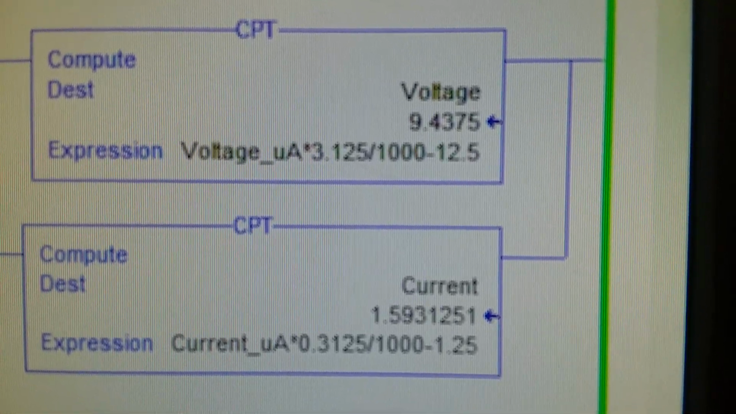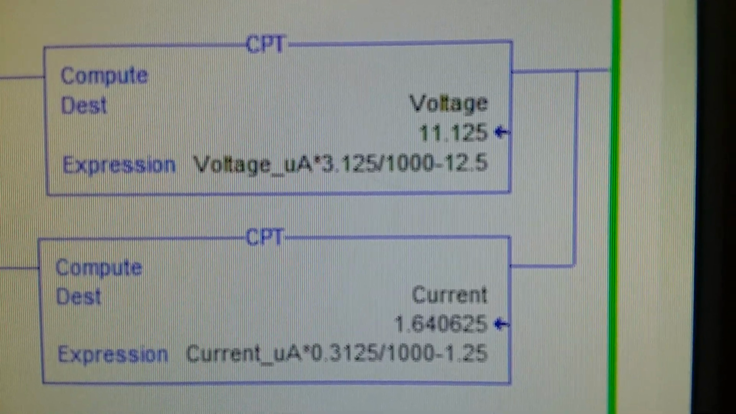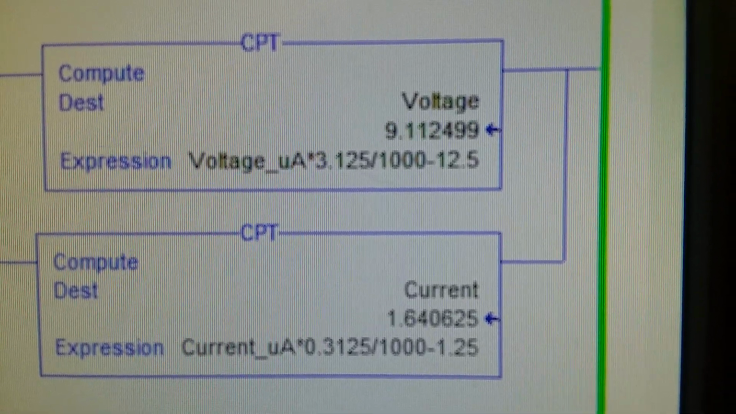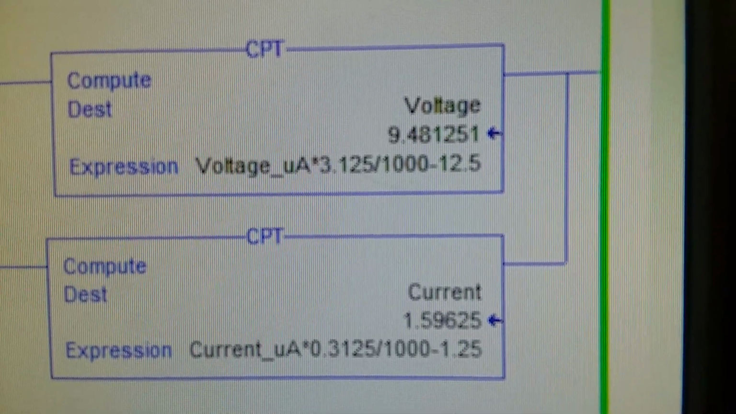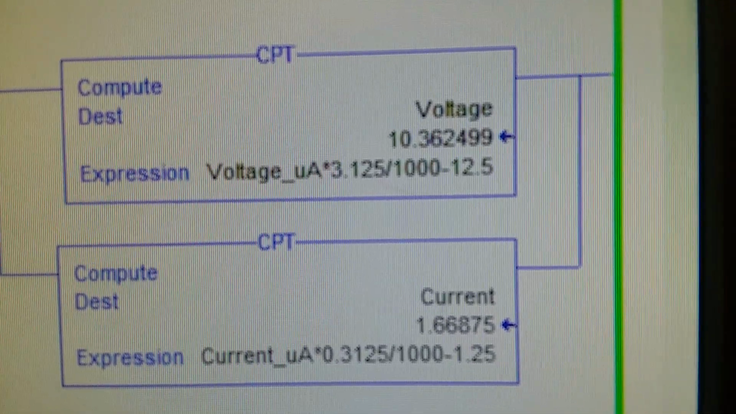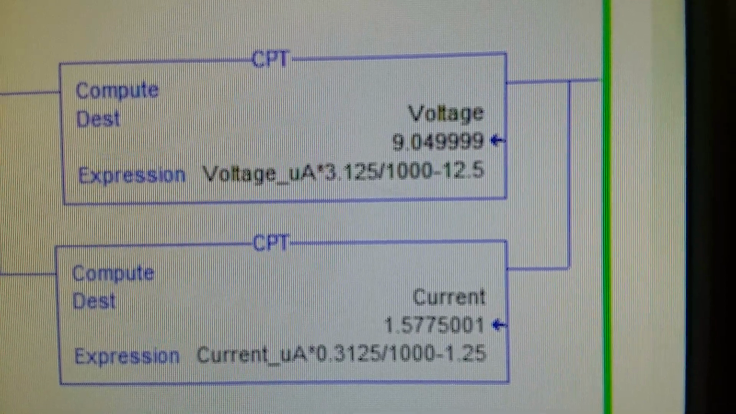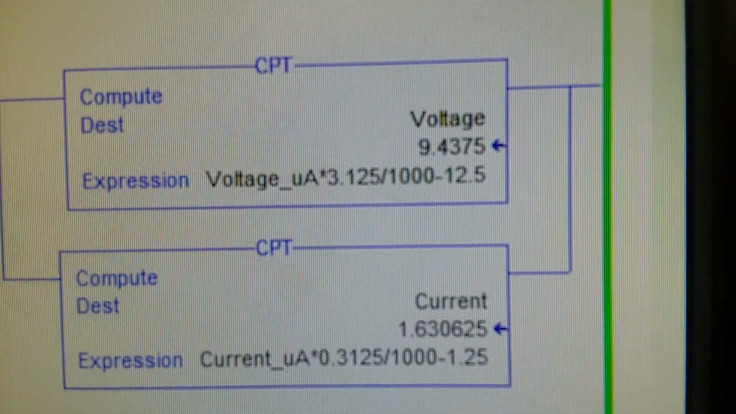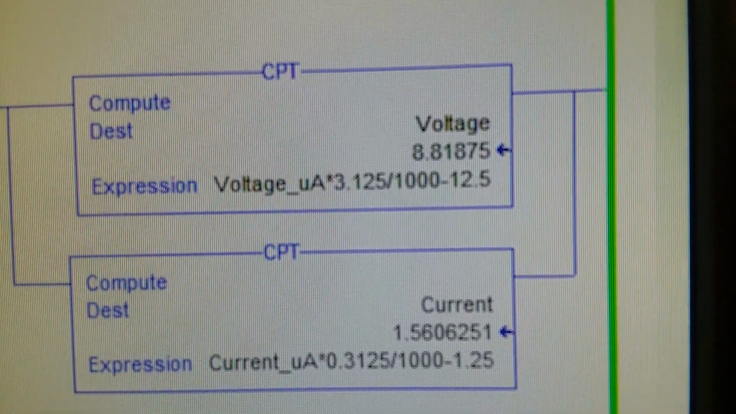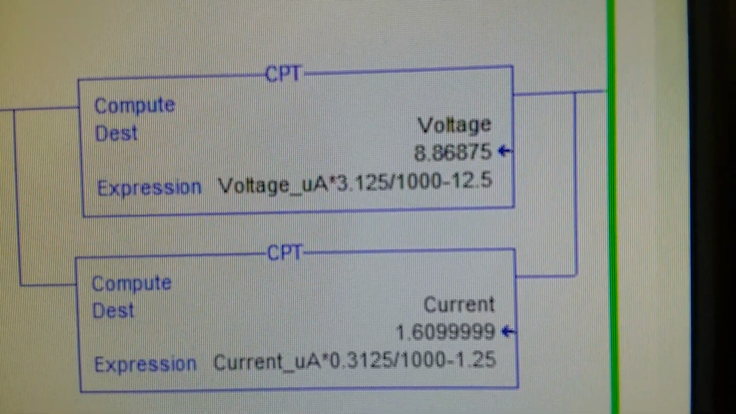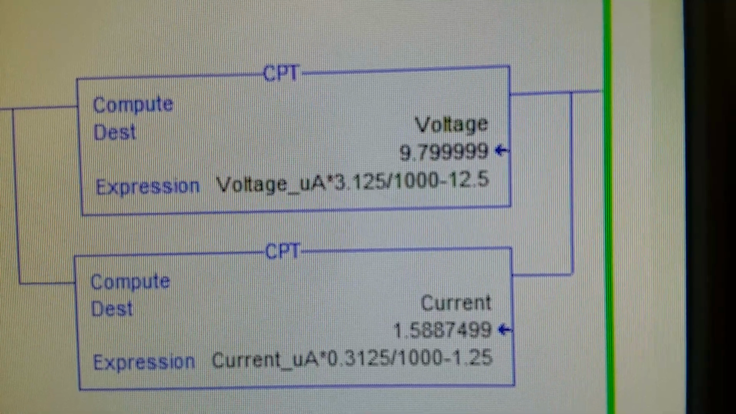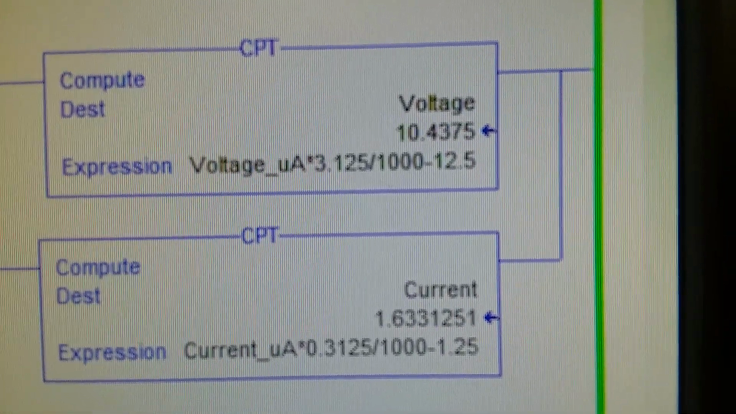So we're getting about 9 to 10 volts, and our current is reading about 1.6 ampere. All right, so there's our voltage and our current.